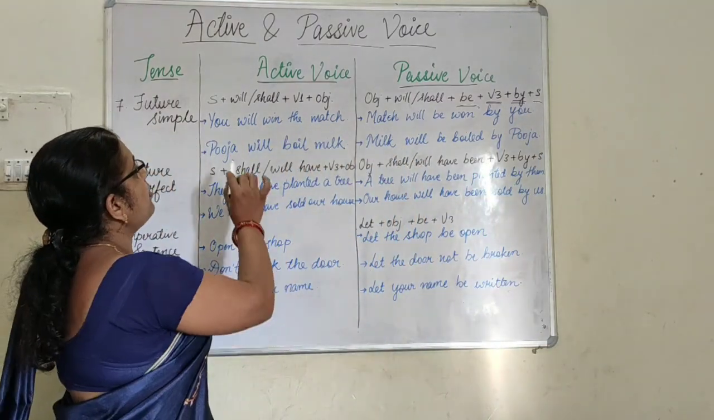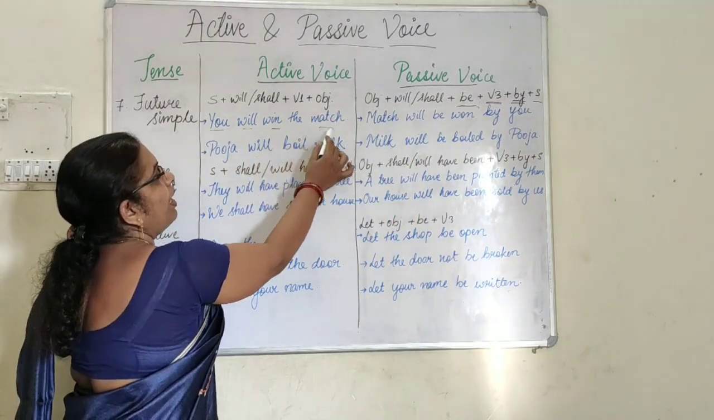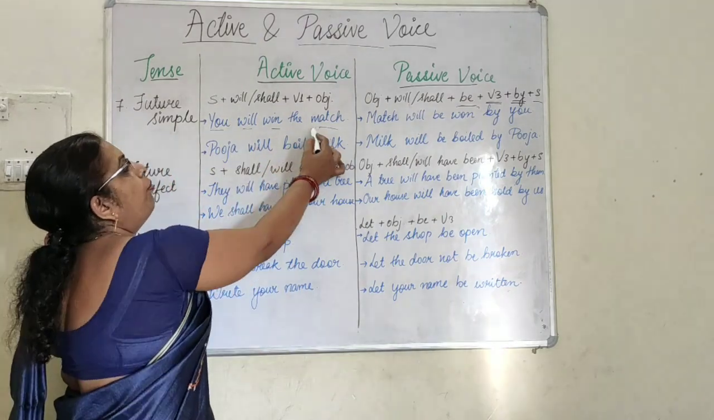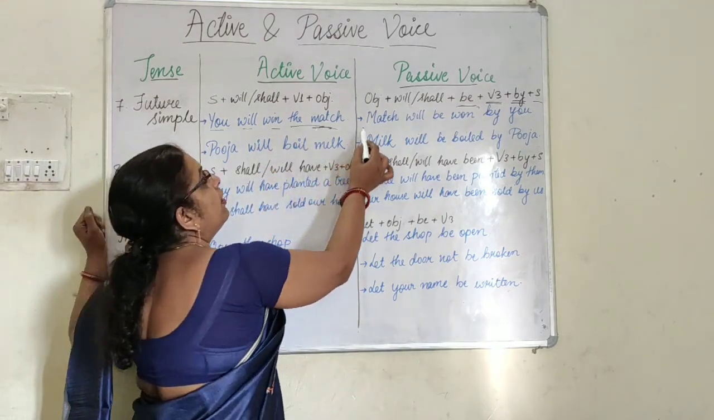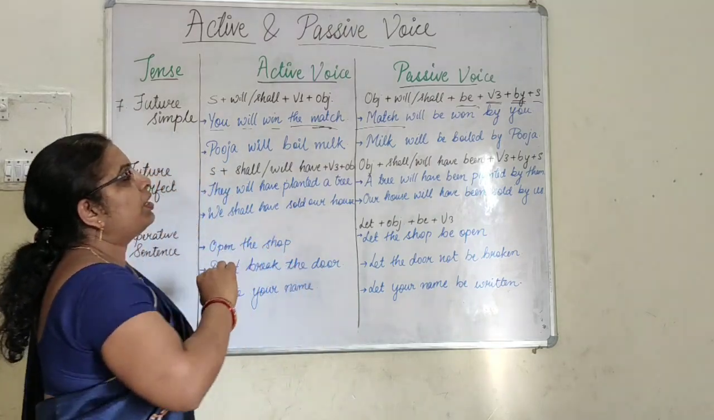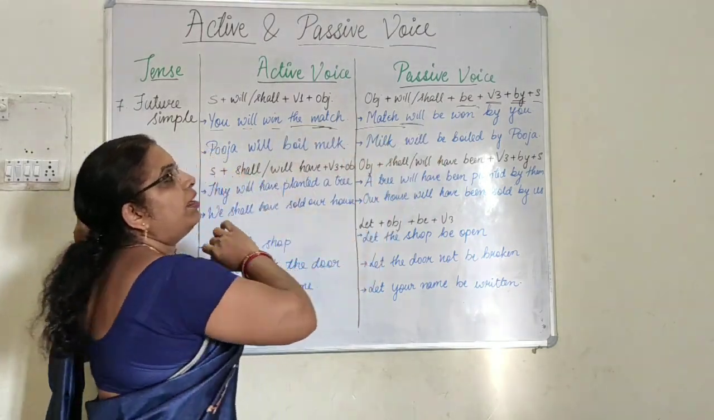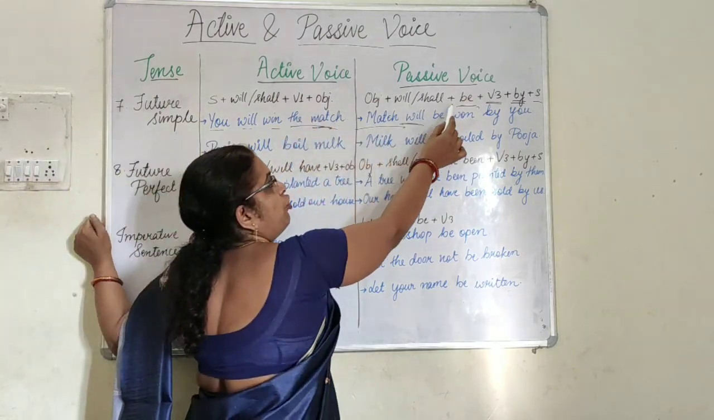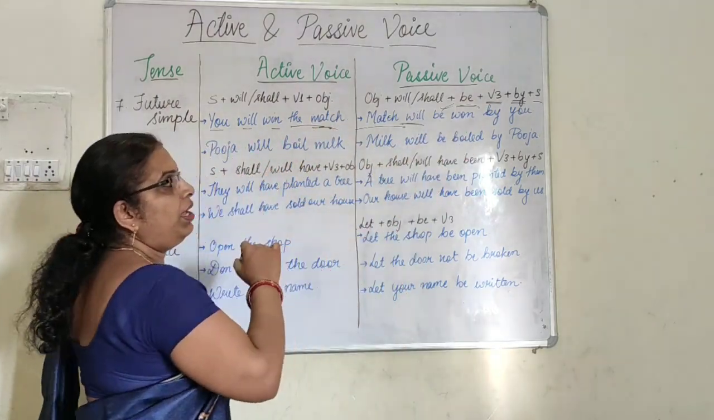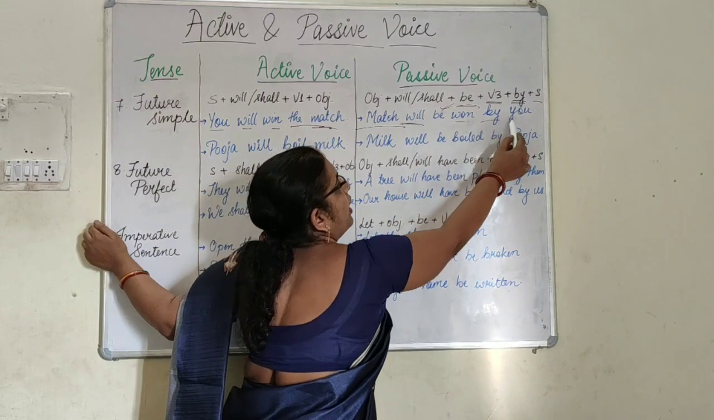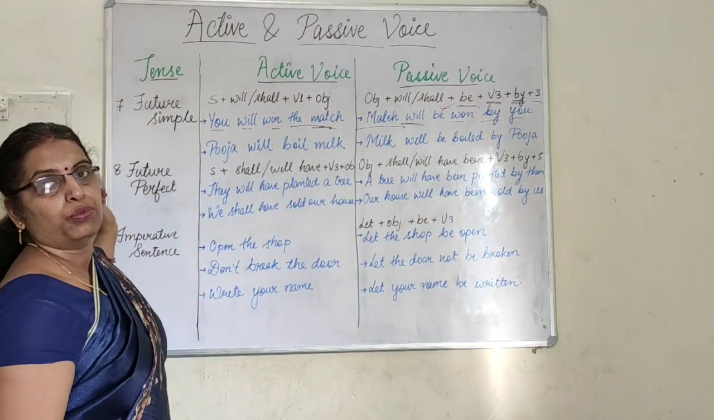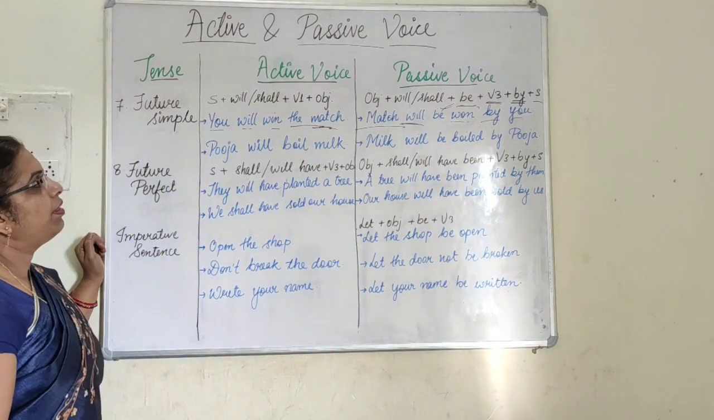You can see in the sentence, you will win the match. The match. Match comes in front. Will. Then along with that be should be used. Match will be won by you.